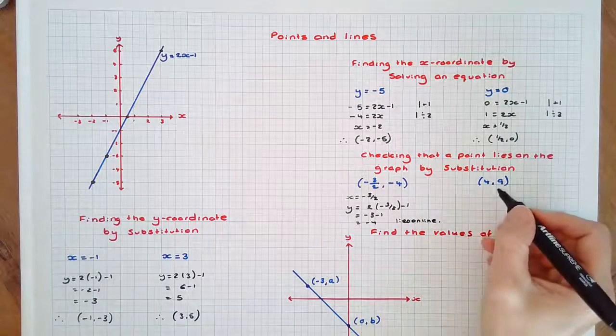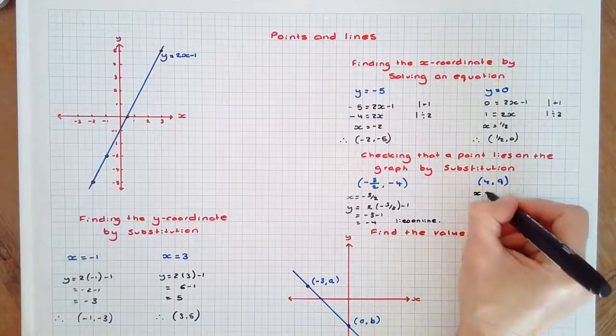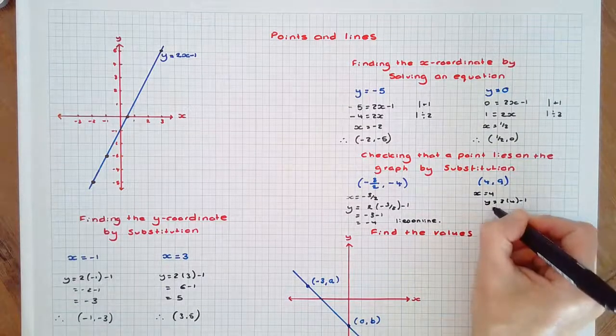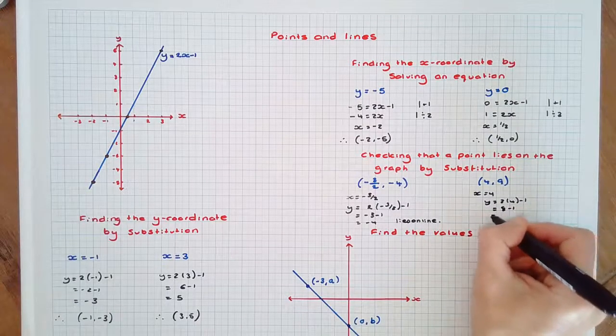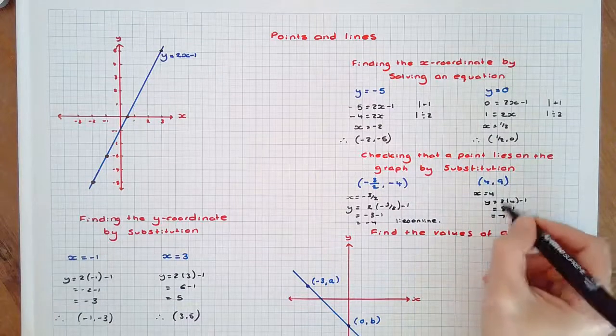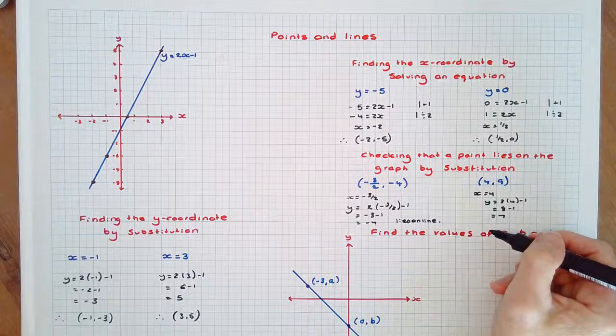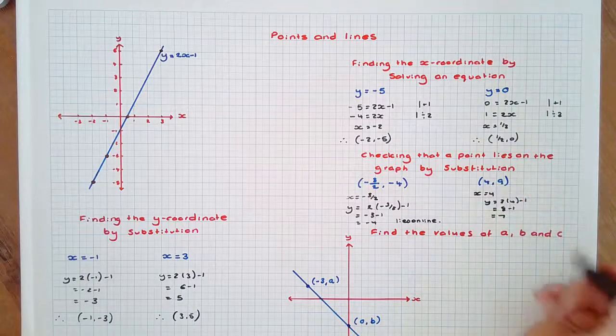Let's check this one. When x equals 4, y equals 2 times 4 minus 1, which is 8 minus 1, which equals 7. Therefore, the point (4, 9) doesn't lie on the line; (4, 7) would lie on the line.